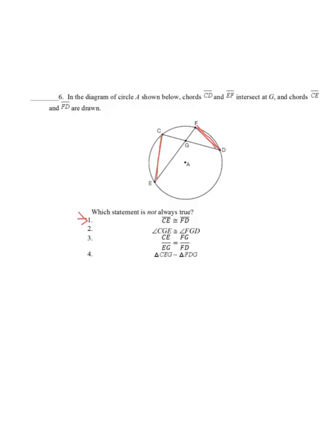Angle CGE is congruent to FGD. Yes, we know that vertical angles are congruent, so that is true. For choice 3, I have CE over EG is equal to FG over FD.